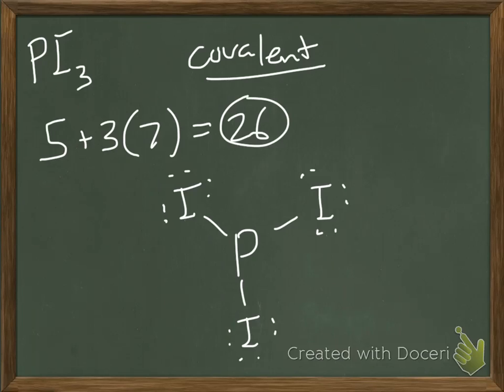Okay, what's my total count? Let's count them up. Right now I have 8, 16, I have 24. So I have 2 more in the bank. I got to put 2 more somewhere. Let's put them around the phosphorus. Now phosphorus is happy. He's got 8. Each iodine's happy. They have 8. So we're finished.